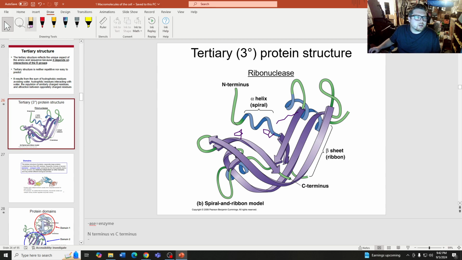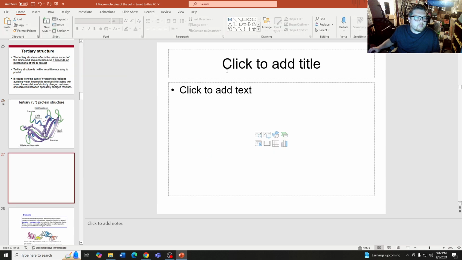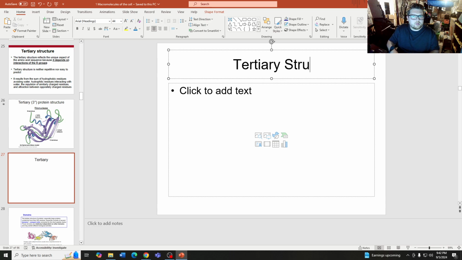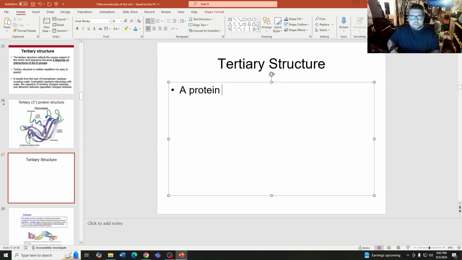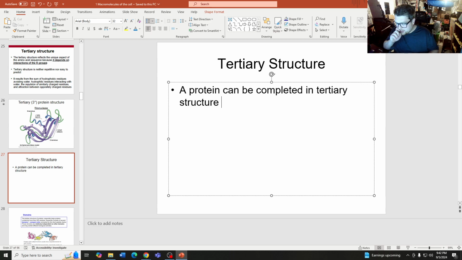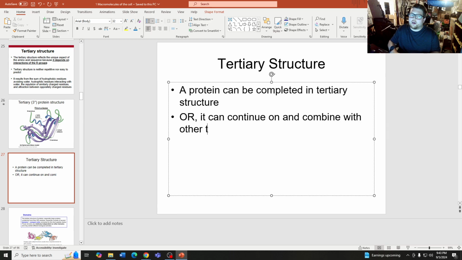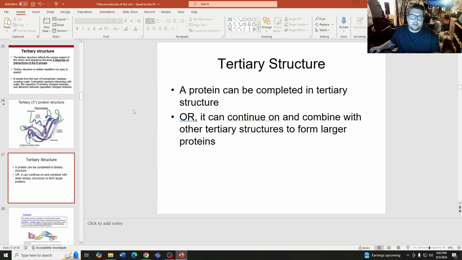Now, regarding the tertiary structure, I'm going to add another slide in here. A protein can be completed in tertiary structure. You can have a tertiary structure that is a complete protein. It's folded up, and it's able to function and do its job the way that it wants to. Or it can continue on and combine with other tertiary structures to form larger proteins, which we'll look at in a second.